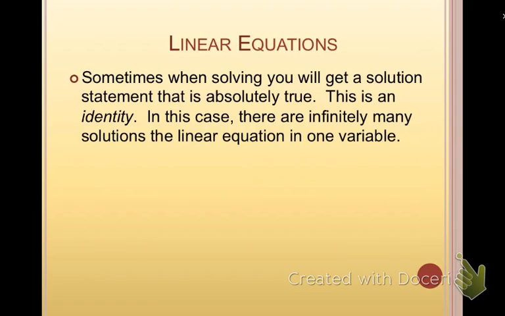The other situation that you're going to run into is called an identity. Sometimes when you're solving an equation, you're going to run into a statement that is absolutely true. This is the case that's called an identity. And in this case, there's an infinite number of solutions. You're going to come up with something like 5 equals 5, or -2 equals -2, or x equals x.